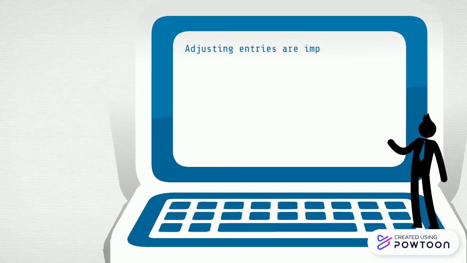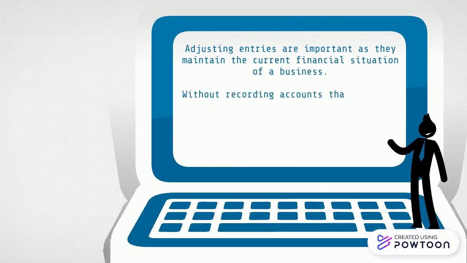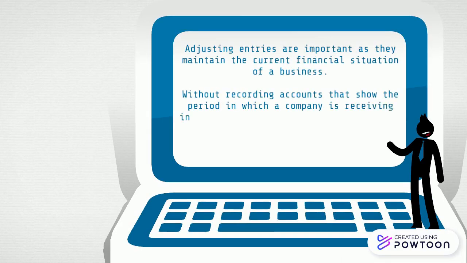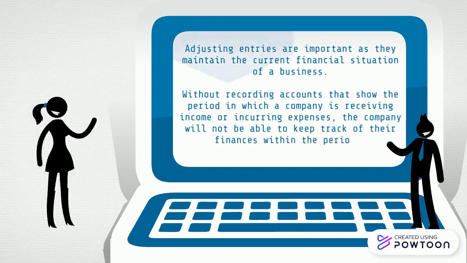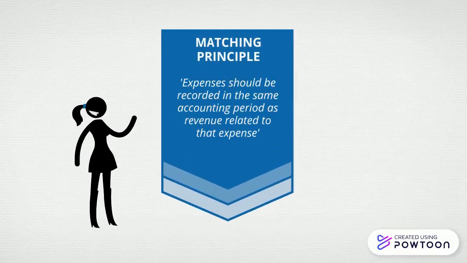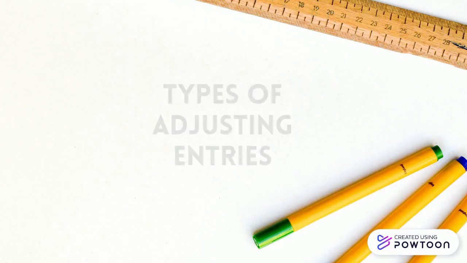Adjusting entries are important as they maintain the current financial situation of a business. Without recording accounts that show the period in which the company is receiving income or incurring expenses, the company will not be able to keep track of their finances within the period. This is also important as it aligns with the matching principle that expenses should be recorded in the same accounting period as revenue related to that expense.